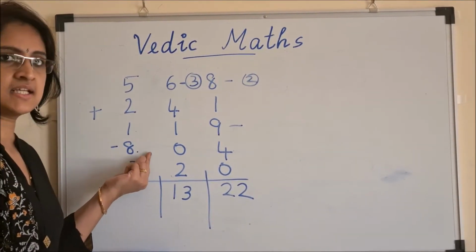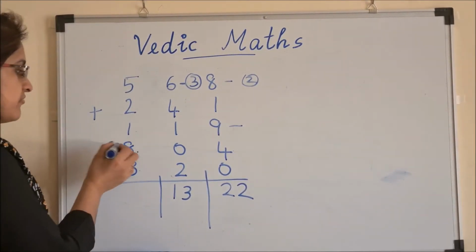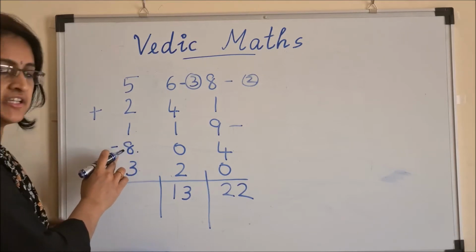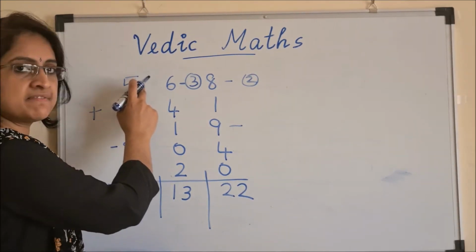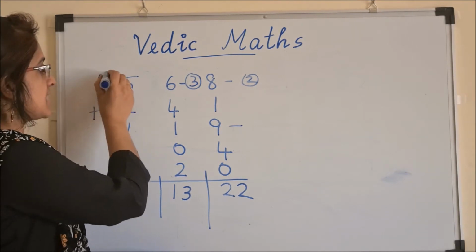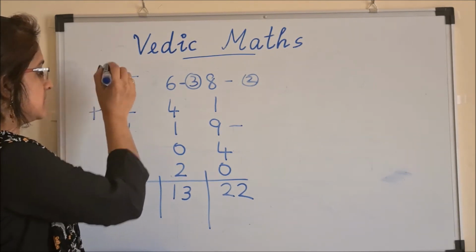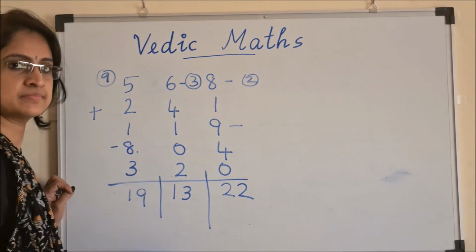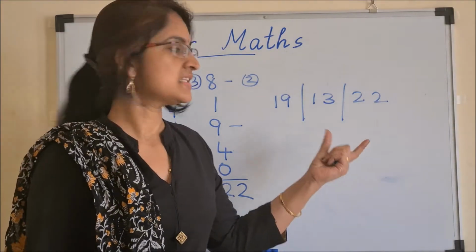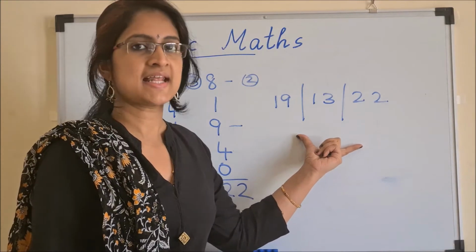3 plus 8, 11. 11, 1 in mind and a hyphen here. 1 plus 1, 2. 2 plus 2, 4. 4 plus 5, 9. So the answer here will be 1 hyphen and 19. So we are going to apply the balancing rule to get the final answer.